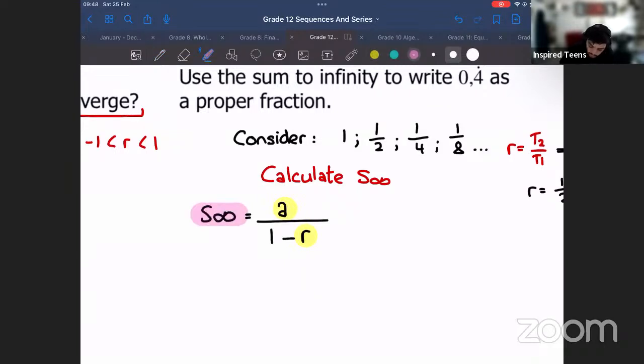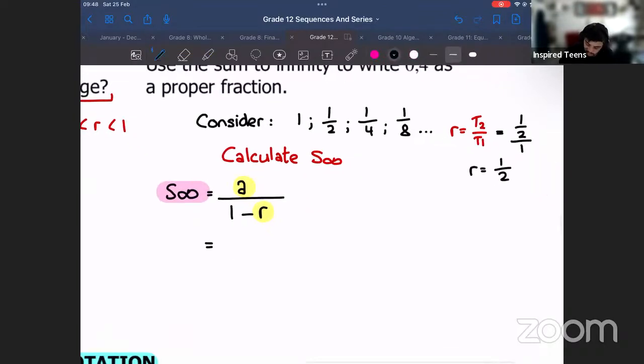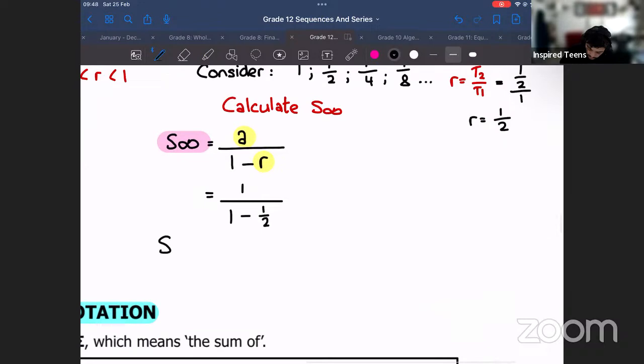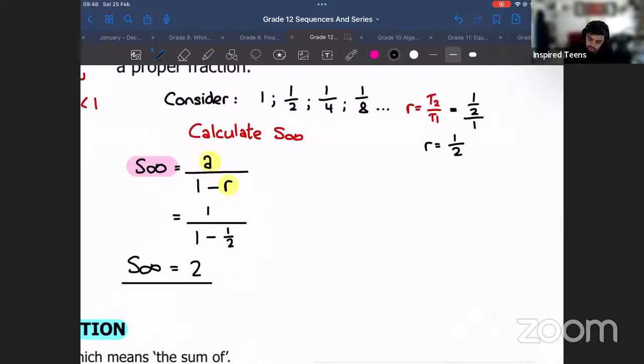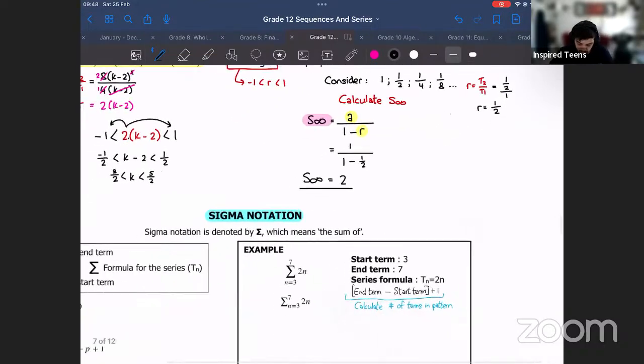They want us to solve for S to infinity. So I need to know A. A is 1 divided by 1 minus R, which is 1 minus a half. Therefore, I can calculate that the sum to infinity is 1 divided by 1 over 2. For those of you calculating this with me, please confirm that the answer is 2. So the sum to infinity is 2. So just a basic example of utilizing that formula.